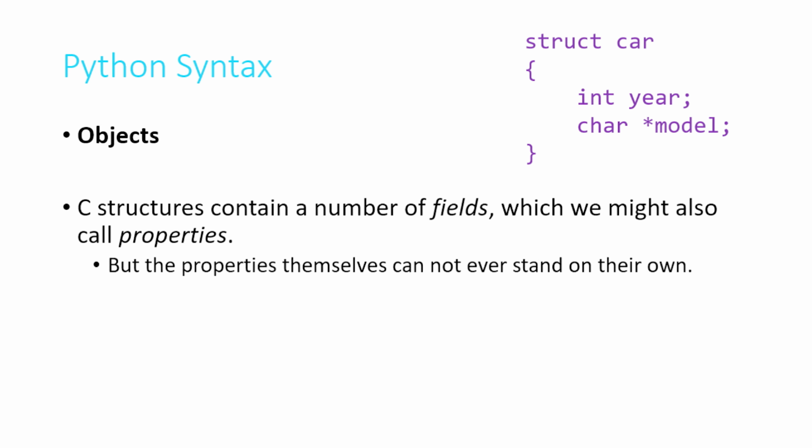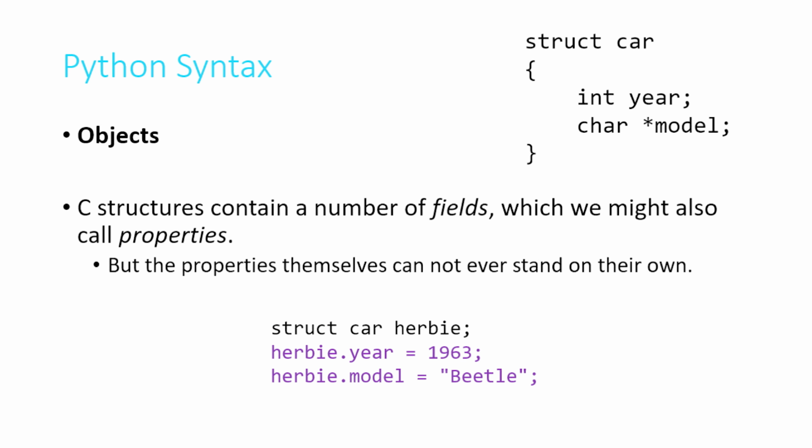So if I define in C here, as I do at the top right, a car structure that has two fields or two properties in it, year and model, I might be able to say the following. Struct car Herbie. I'm declaring a new variable of type struct car called Herbie. And I'm saying Herbie.year equals 1963, Herbie.model equals Beetle. Totally OK, right? Because in each case where I'm using year and model, I'm associating it with some structure of that data type, in this case, Herbie.